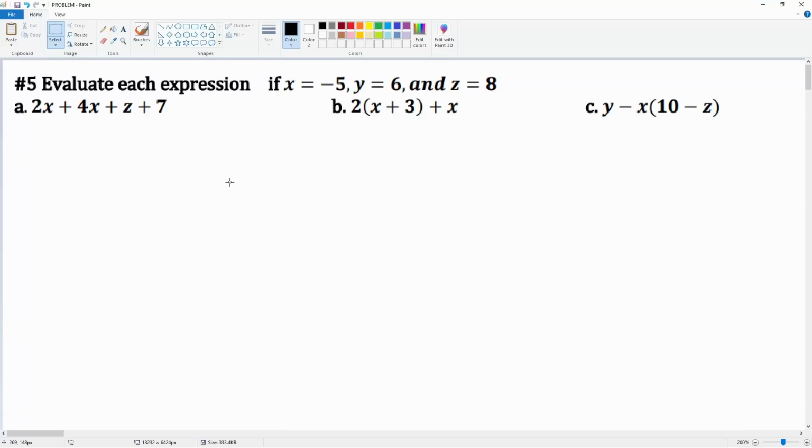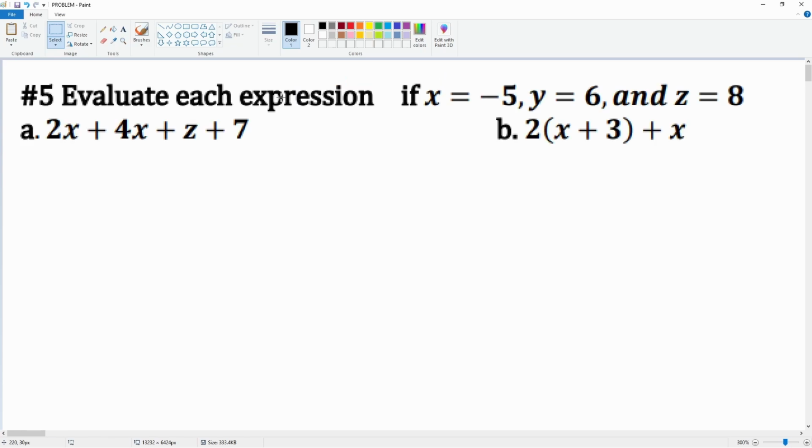Chapter 1, number 5, you're going to evaluate each expression if x is equal to -5, y equals 6, and z is equal to 12. Okay? All right, so let's do this. Let's first combine some like terms. So we have 2x and 4x. This becomes 6x. Nothing happens to that z, and nothing happens to that 7.